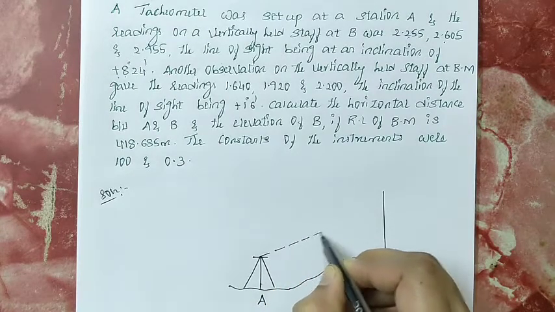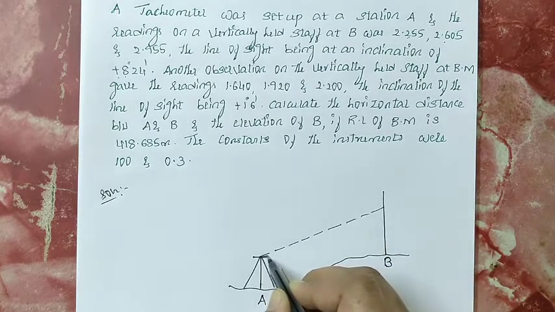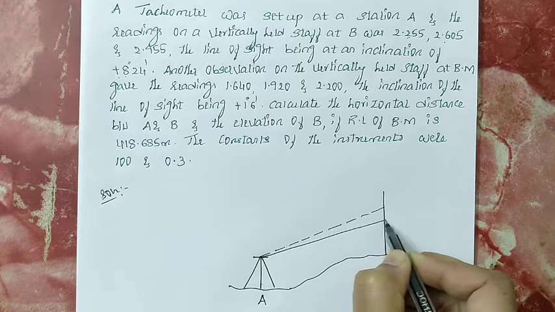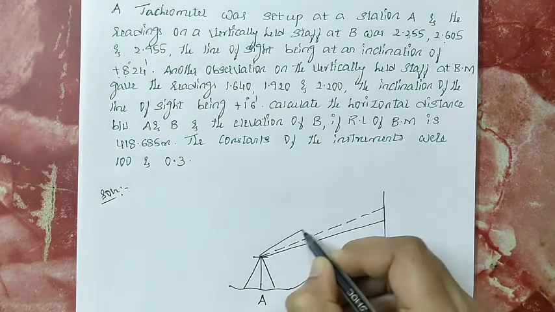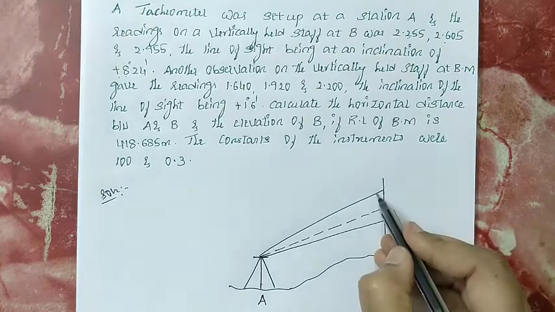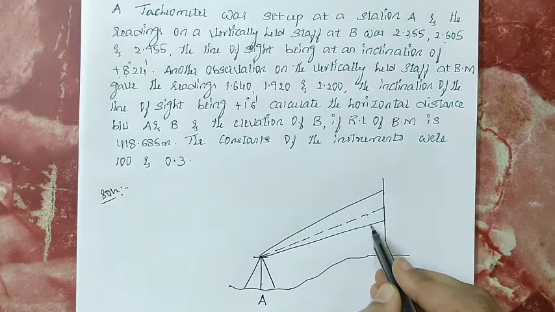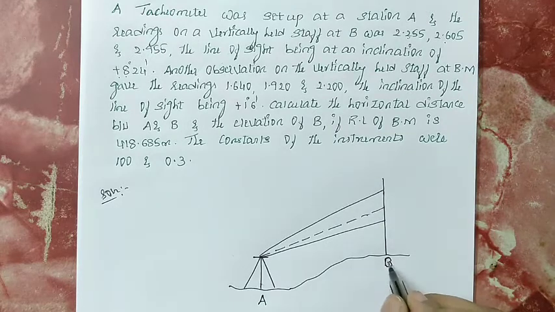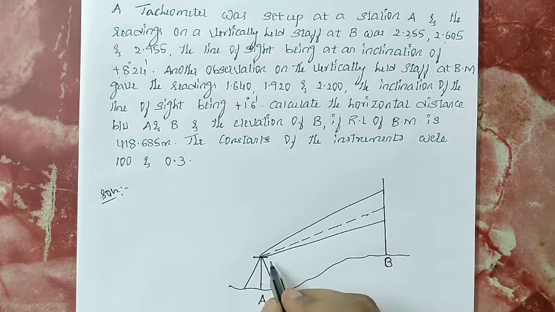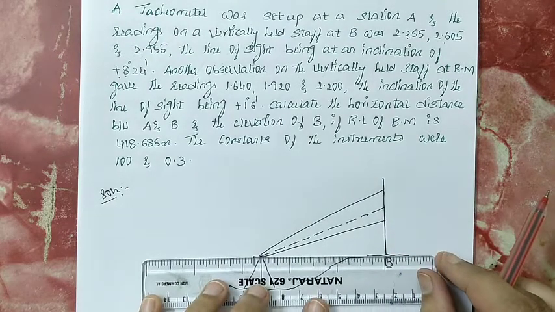Draw the three rays, middle hair. The telescope is raised in the upward direction. Draw the three stadia hairs, rays. This is upper stadia, middle stadia, and this is lower stadia. These are all the observations they have taken, and show it here. The line of sight of the station.